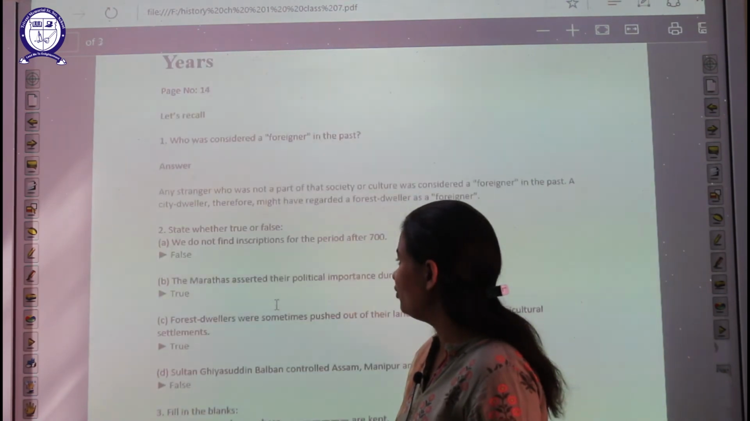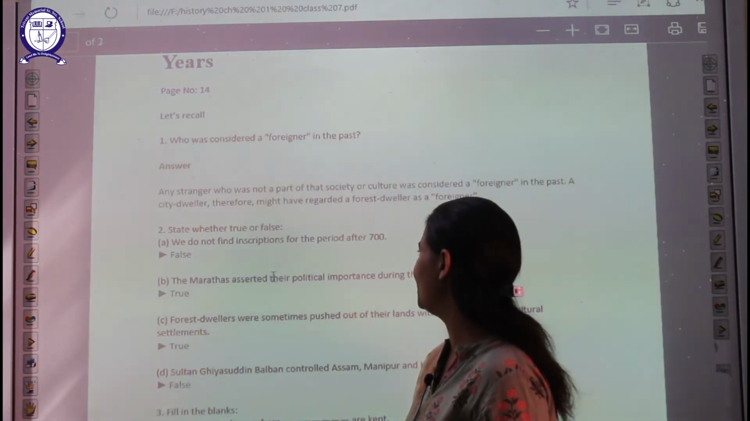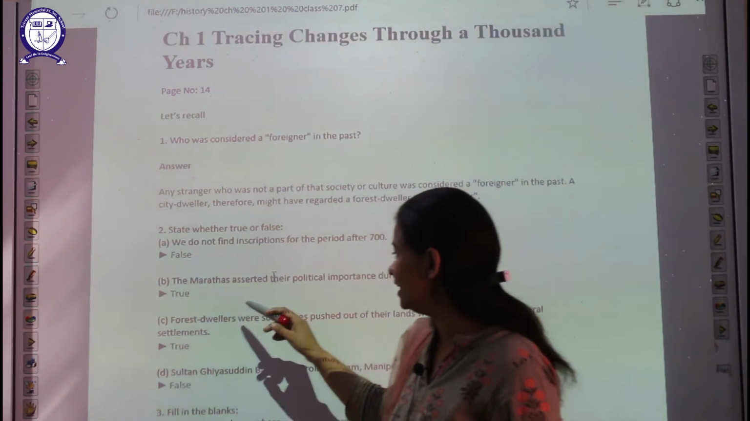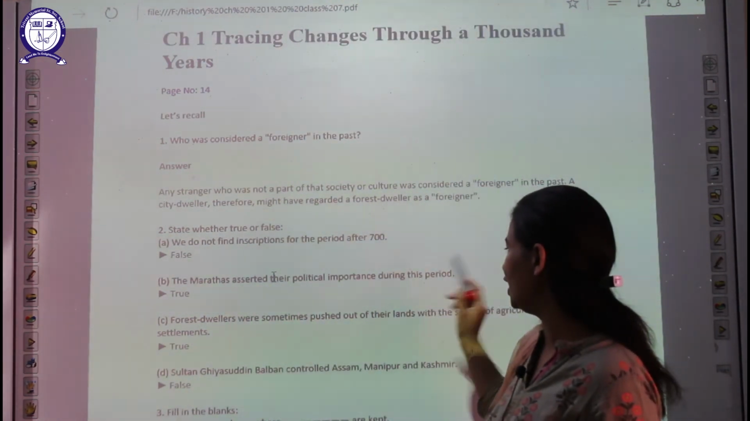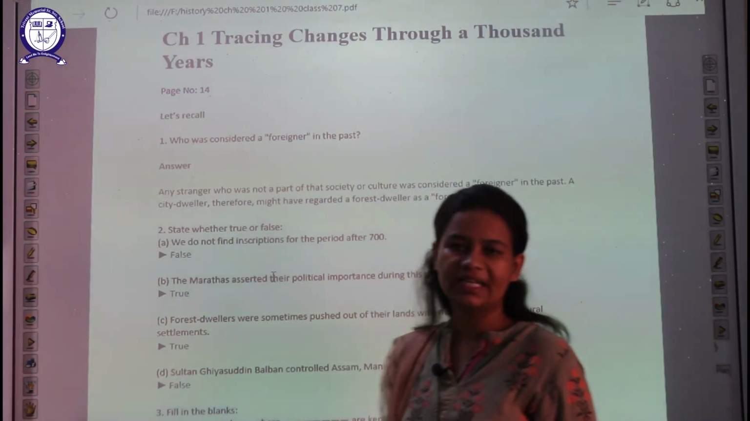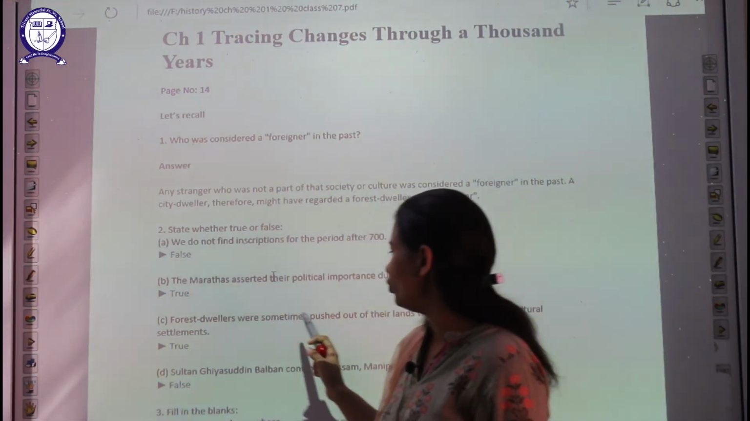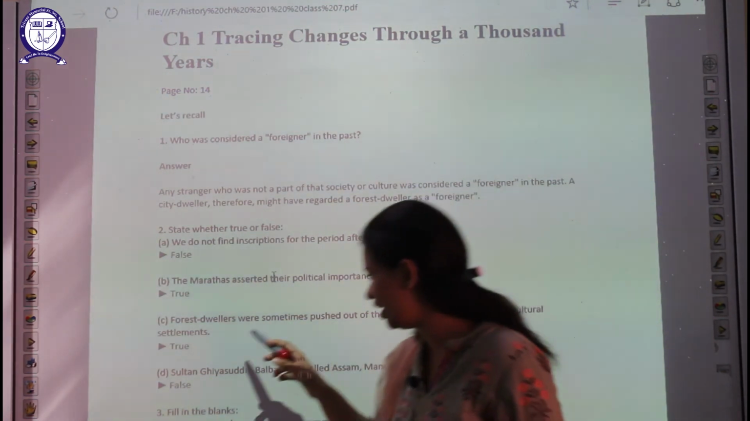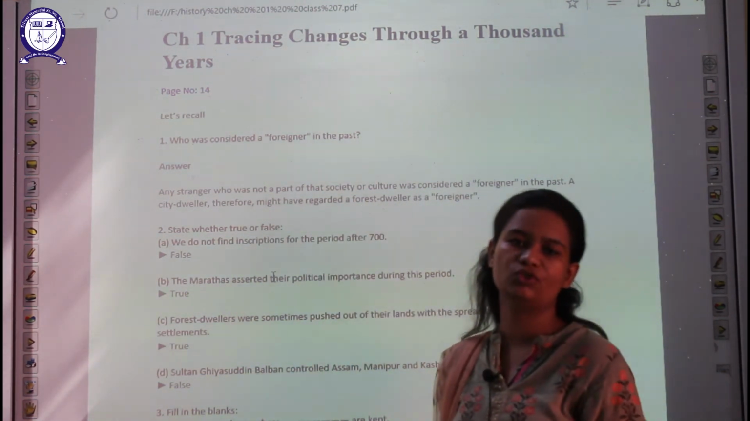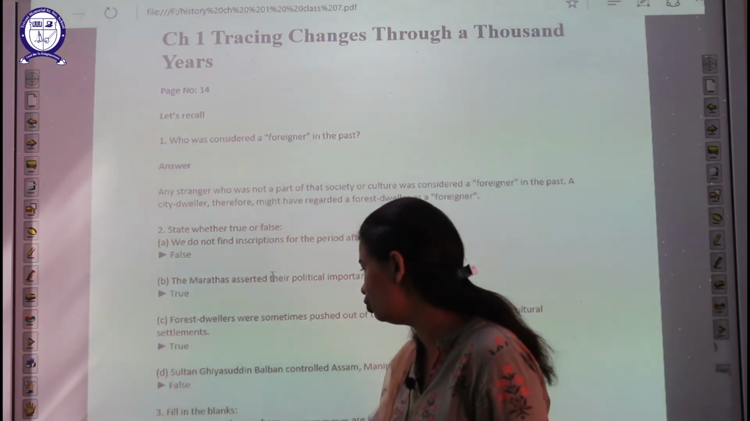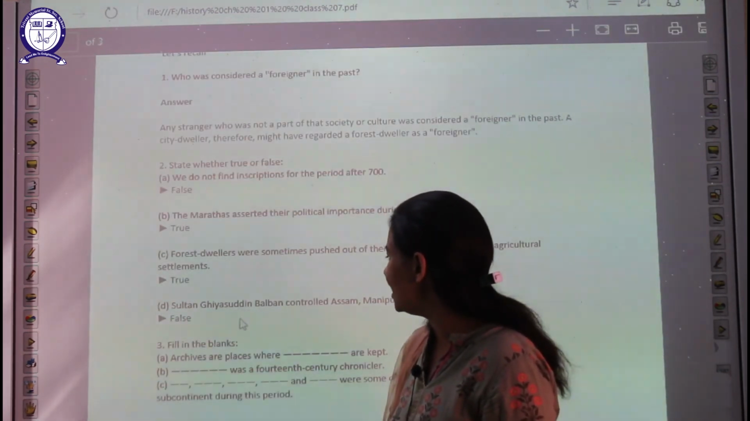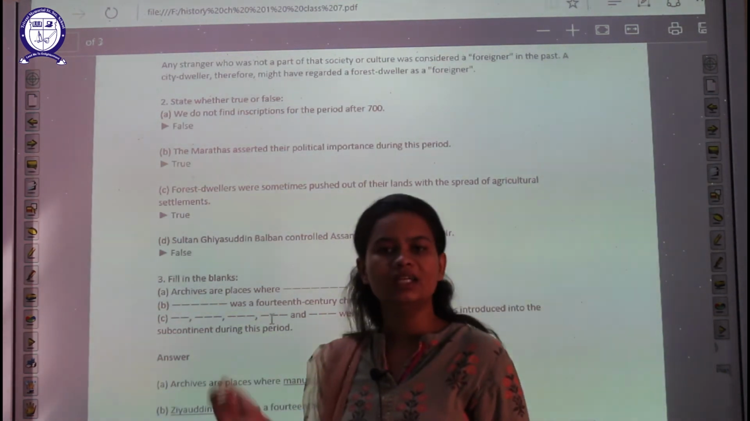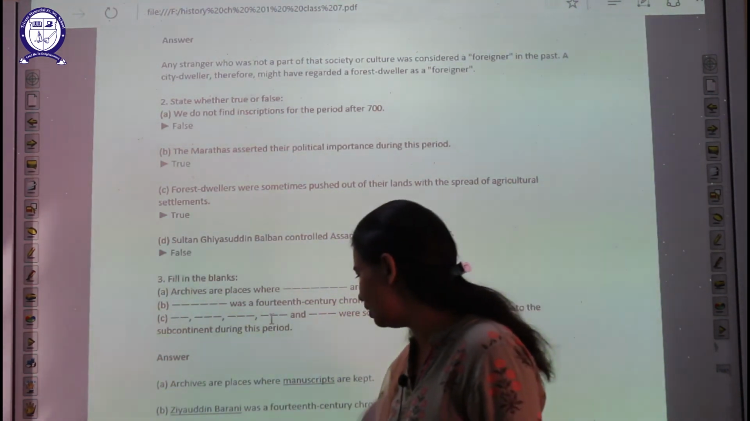First one is, we do not find inscriptions for the period after 700. That is false. They were there. Then is, the Marathas asserted their political importance during this period. That is true. The next is, forest dwellers were sometimes pushed out of their land with the spread of agricultural settlements. I gave you that example. That is also true. Then is, Sultan Ghiyasuddin Balban controlled Assam, Manipur and Kashmir. That is false.